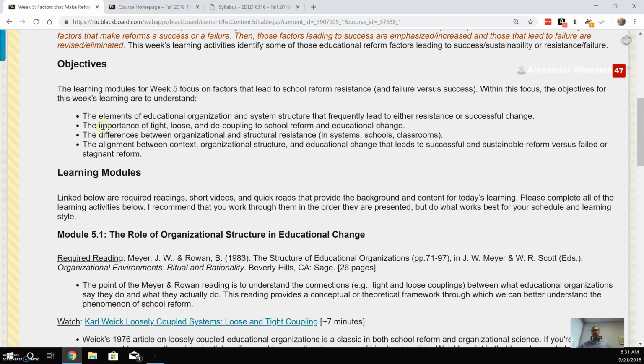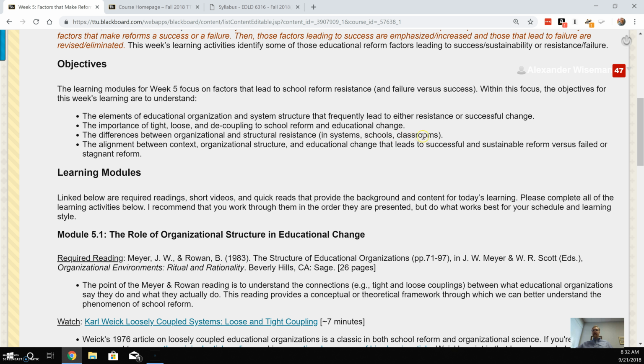I also want us to think about the importance of tight, loose, and decoupling to school reform and educational change. This is a very specific way of thinking about the ways that organizations work and how the things that organizations do is tied to the things that organizations say they're going to do, and whether it's a tight, loose, or decoupled connection.